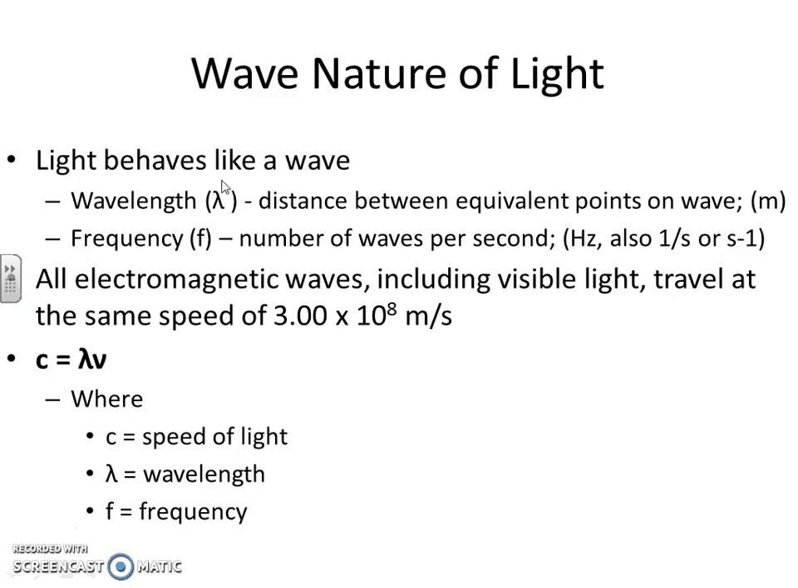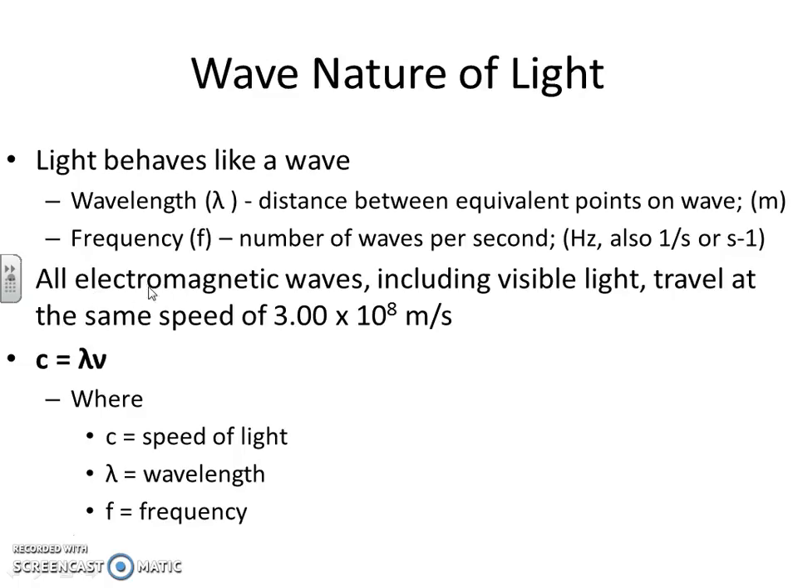So light behaves as a wave. This is what we mentioned. Wavelength, which has the symbol of the Greek lowercase letter lambda, that's this little upside down Y symbol, is the distance between equivalent points on a wave, and we measure it in meters. Frequency has a symbol of f, or this v right here, the Greek letter nu. So that's actually a mistake on my PowerPoint. It shouldn't have an f. It should have this lambda. So you can change that on your notes.